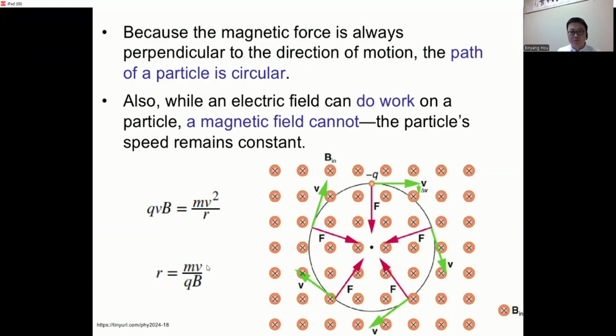Rearranging the equation, you can derive that r equals mv over qB. So mv is the momentum of the charged particle, q is the charge, and B is the magnetic field.